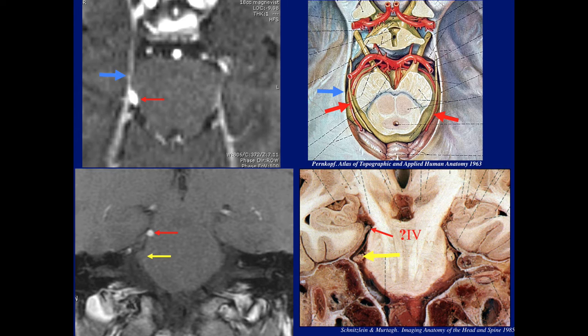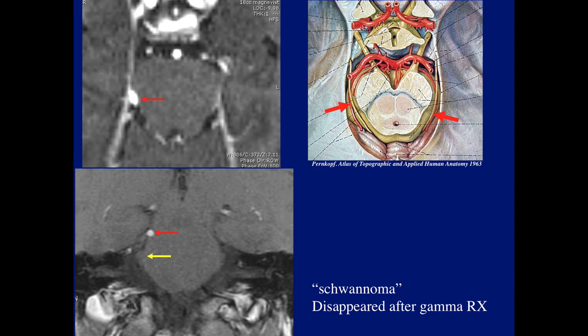I could not get any history on that, but the patient underwent gamma knife and the lesion apparently disappeared after the treatment. So again, the schwannoma both on the axial and the coronal plane.